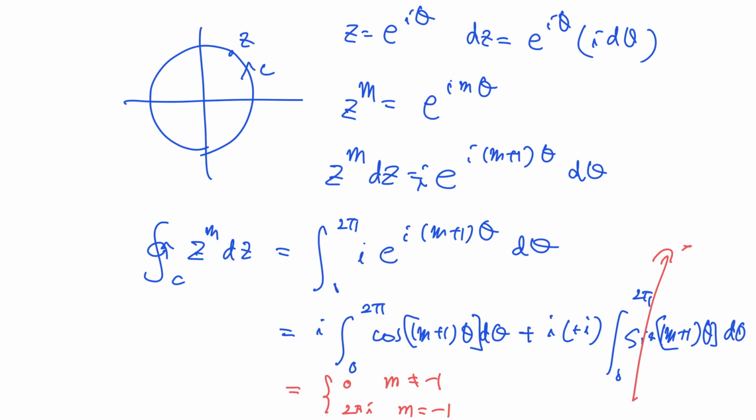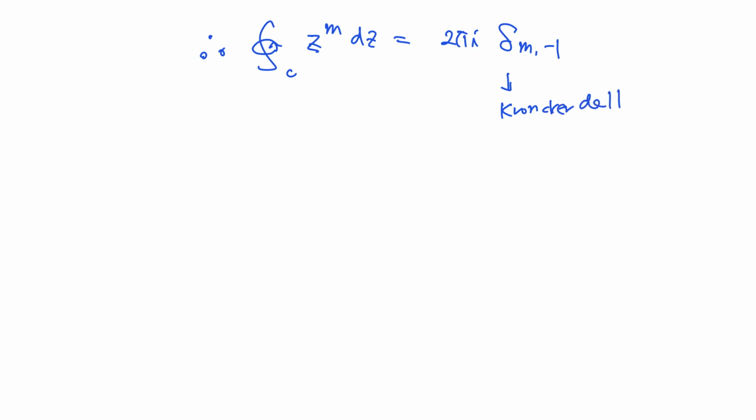Therefore, for the unit circle, the integral of z to the m dz is 2 pi i delta m minus 1. This is called the Kronecker delta. Delta AB is 1 if A is equal to B, and 0 if A is not equal to B. That's the Kronecker delta.